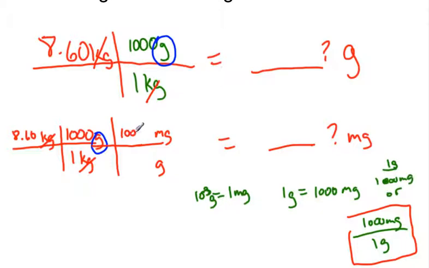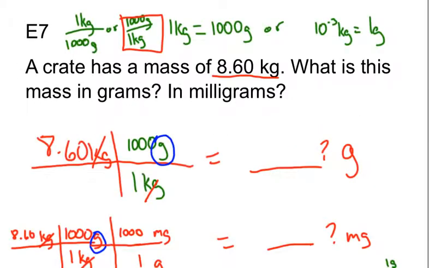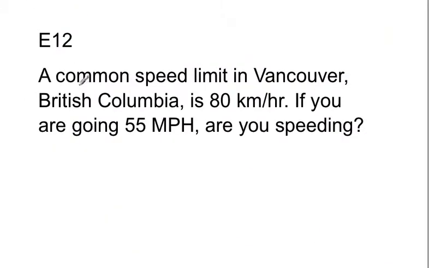So 1,000 milligrams for 1 gram. So to figure this out, you take 8.60 times 1,000 times 1,000. That would tell you exactly how many milligrams you have in 8.60 kilograms. Okay, let's do another conversion factor. And back on this one, I'm not working these out. You guys can punch into your calculator to figure that out. I'm just setting them up for you.